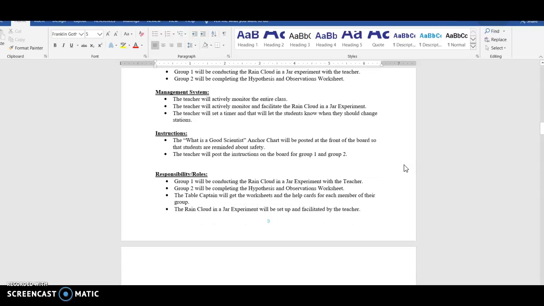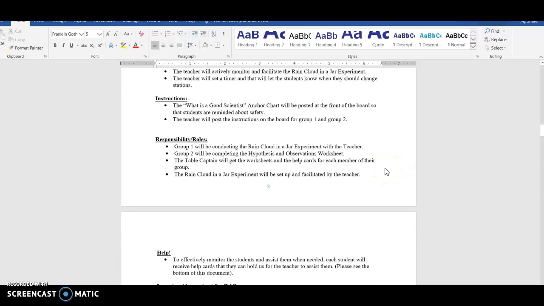Management system, the teacher will actively monitor the entire class, and she will facilitate the rain cloud in a jar experiment, and then we will set a timer and let the students know when they should change stations. For instructions, the What is a Good Scientist anchor chart will be posted at the front of the board so that students are reminded about safety, and the teacher will also post instructions on the board for Group 1 and Group 2.